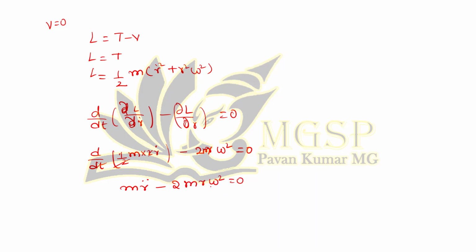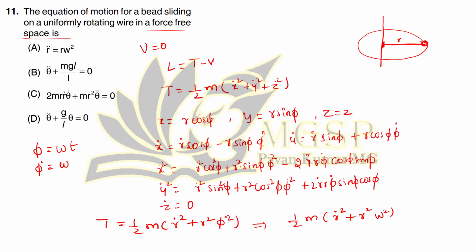Taking m common and cancelling, we get r double dot minus r omega square is equal to 0. The 2 gets cancelled here also, so there is no 2 term. So r double dot is equal to r omega square. This is the equation of the motion. The correct option here is A.